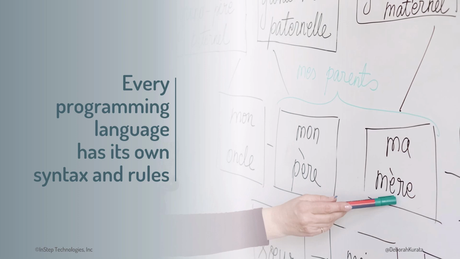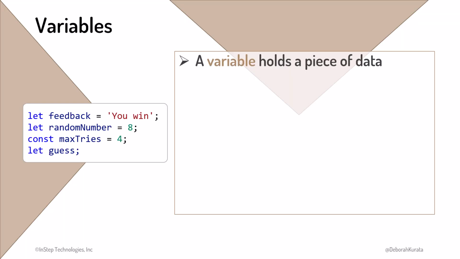Like a spoken language, every programming language has its own syntax and rules, and often some quirks. JavaScript is no different. Let's dive into JavaScript syntax, starting with variables. A variable holds a piece of data that our application works with.